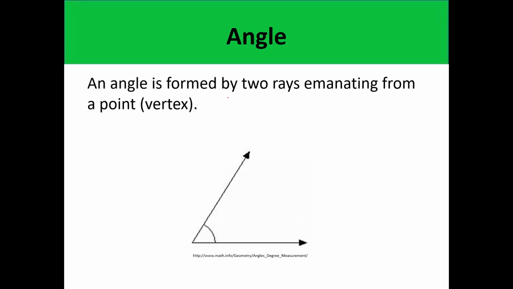An angle is formed by two rays emanating from a point or a vertex. So in this figure here, this point is our vertex, and observe that there are two rays emanating from this point. Now, the space in between these two rays is our angle.